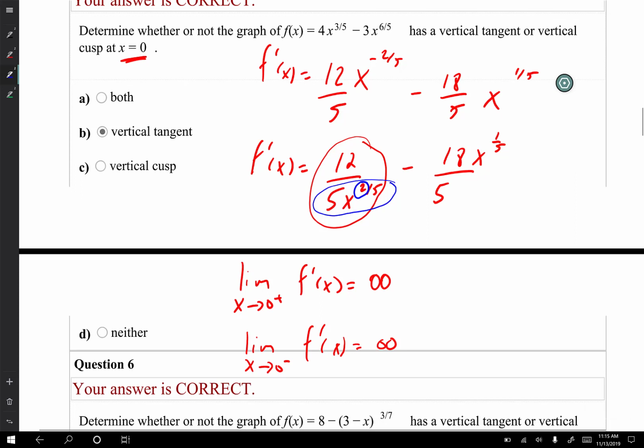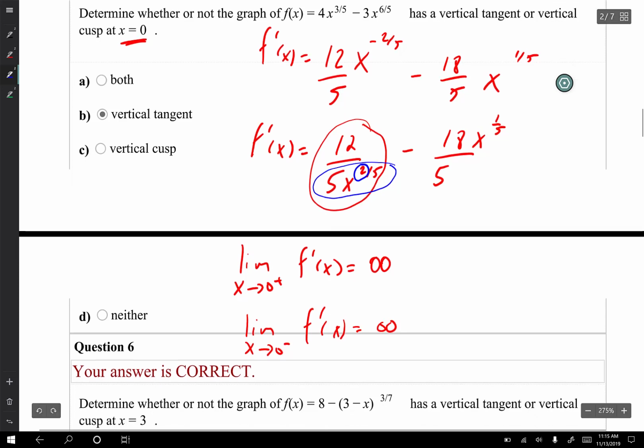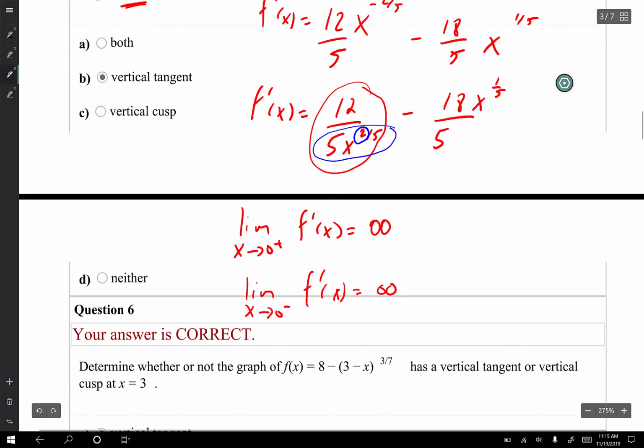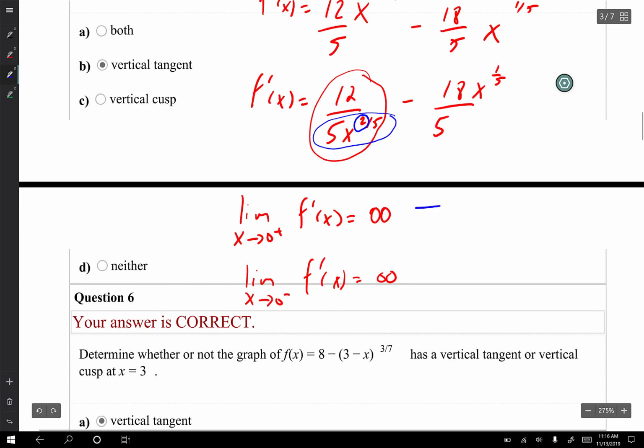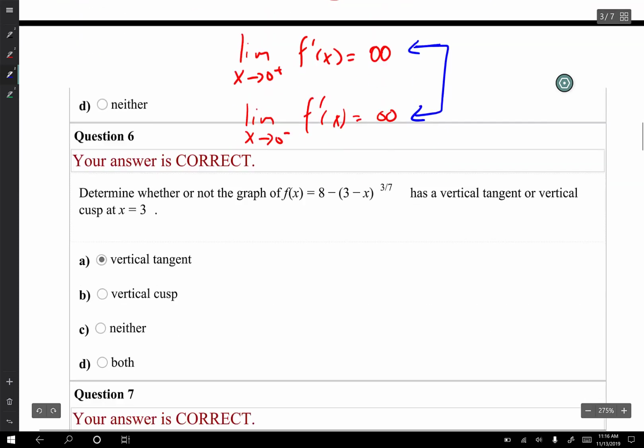If you don't believe me, guys, try it out. Insert an x value of negative 0.00001, square it, take the 5th root, multiply by 5, and then do 12 divided by that number that you get, and you're going to see you get a really big number. So hopefully that made sense to you. Because both sides are approaching positive infinity, I have a vertical tangent. Here we go. Let's go to the next one.